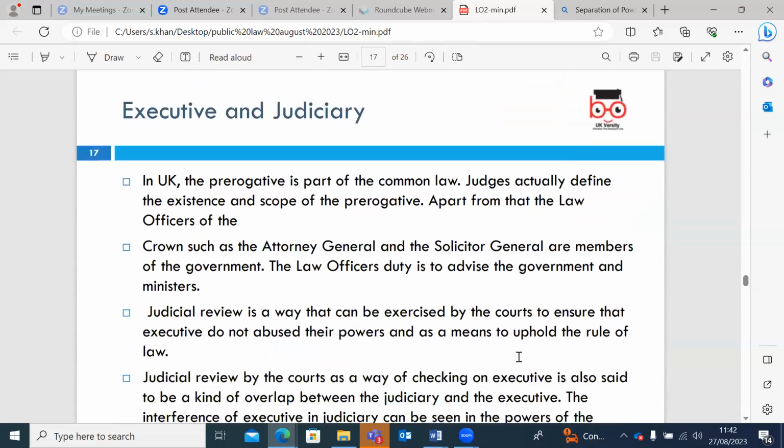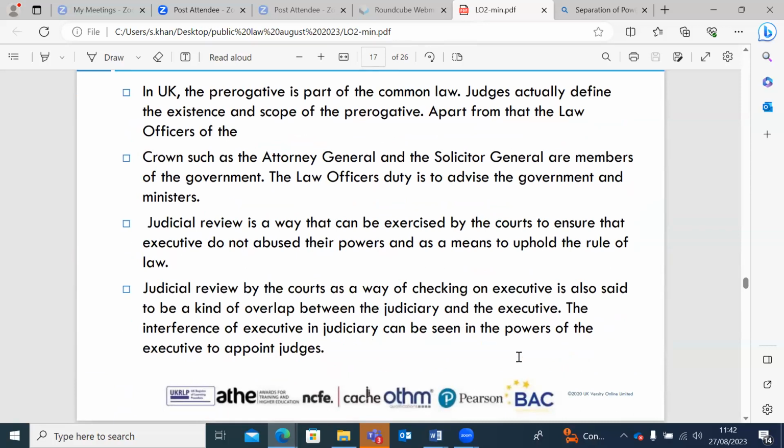Executive and the judiciary. In the UK, the prerogative is part of common law. Judges define the existence and scope of the prerogative. Apart from that, the law officers of the Crown, such as the Attorney General and Solicitor General, are members of the government. The law officers' duty is to advise the government and ministers.